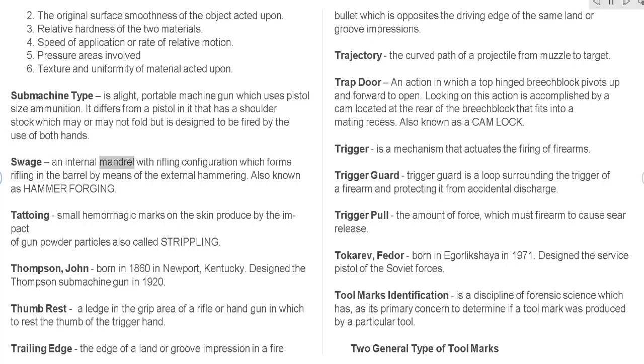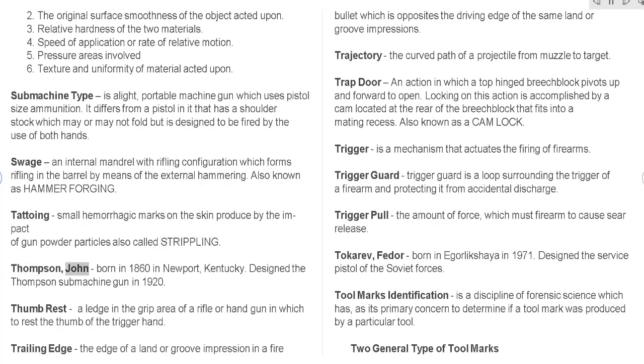Swage: an internal mandrel with rifling configuration which forms rifling in the barrel by means of external hammering, also known as hammer forging. Tattooing: small hemorrhagic marks on the skin produced by the impact of gunpowder particles, also called stippling.